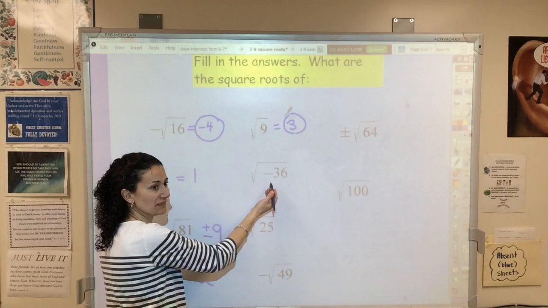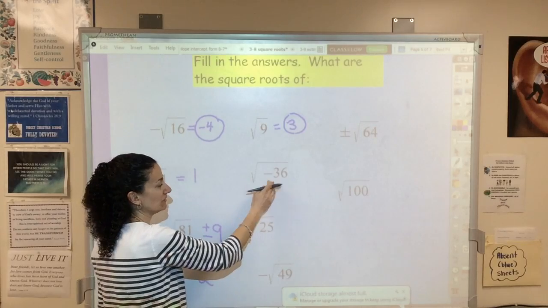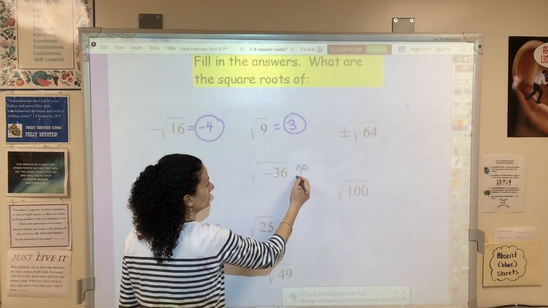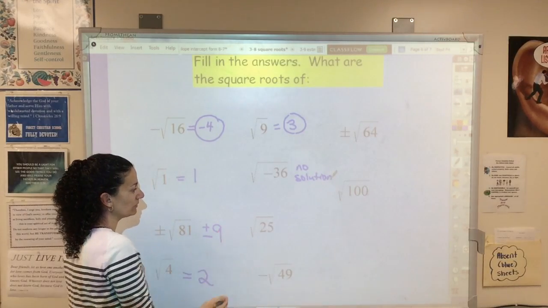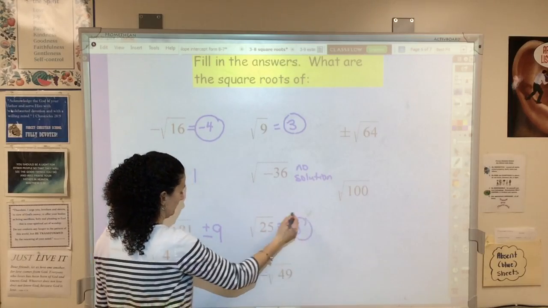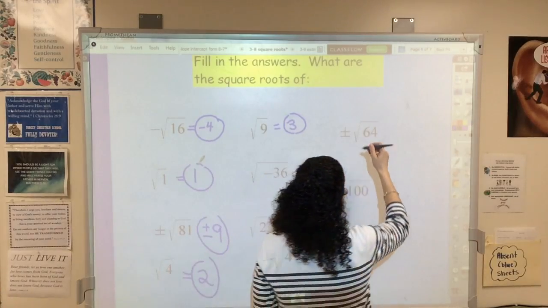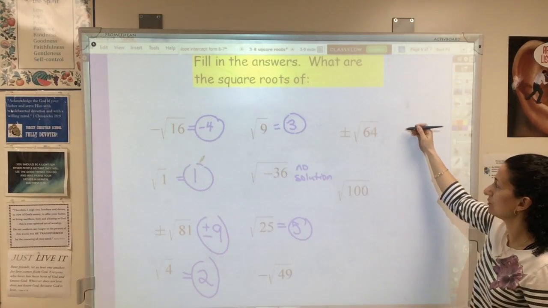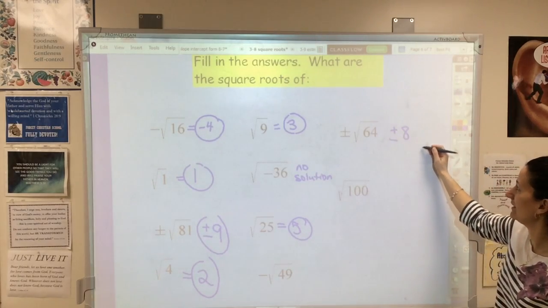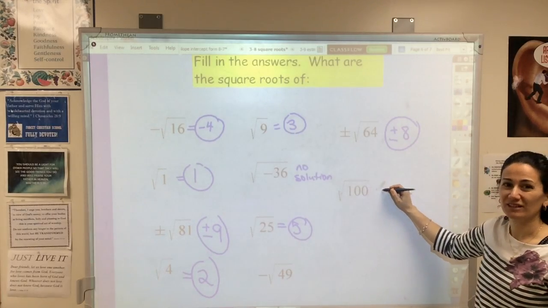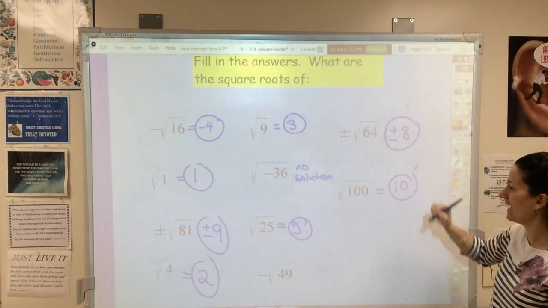Square root of negative 36 cannot be done. There is no number that you can multiply by itself to get a negative, so this would be no solution or no answer, however you want to explain that. Square root of 25 is 5. Checking your answers so far. The plus or minus square root of 64, well, the square root of 64 is 8, and technically it could be positive or negative 8. The square root of 100, did you figure that one out? What times what is 100? And that answer is 10.